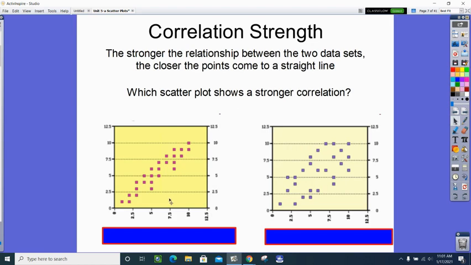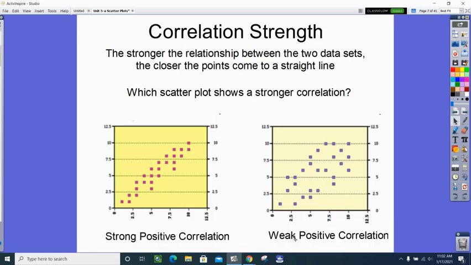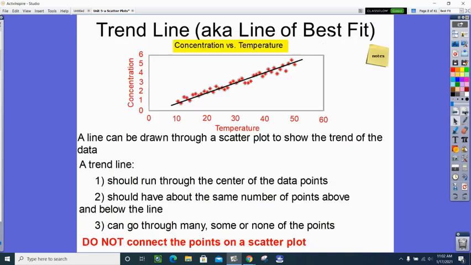So what we see more often is something like this. So the stronger the relationship between the two data sets, the closer the points will come to that perfect straight line, and the easier it is to draw a trend line. Remember I said that. So it's easier to draw a trend line on this graph than over here. There's more wiggle room, as we'll talk about in a second. So, which scatter plot shows a stronger correlation? The tighter those points are to that perfect correlation, the stronger the correlation there is, the stronger the relationship. So this would be called a strong positive correlation, and this one would be a weak positive correlation.